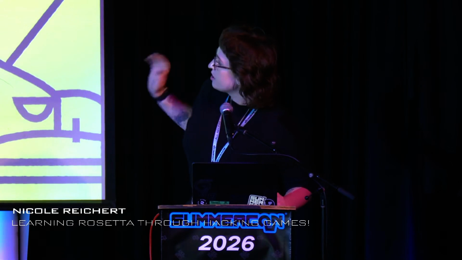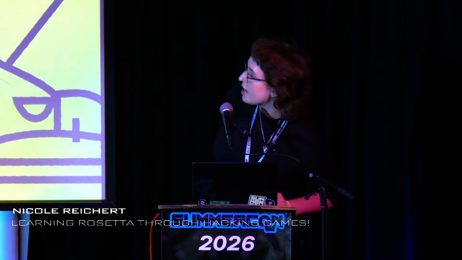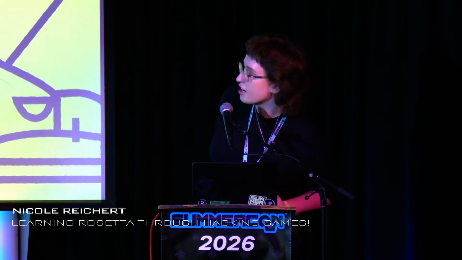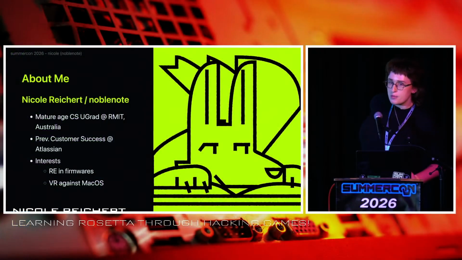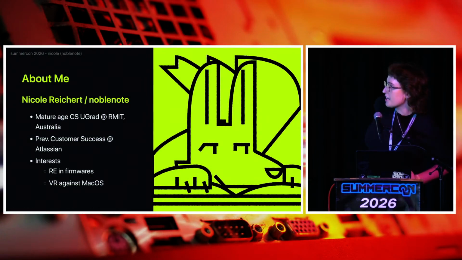So, a little bit about me. I'm a mature age undergrad student, currently at RMIT, which is in Melbourne, Australia, so a bit far away. I previously was in the cloud migrations team at Atlassian, and now I have an interest in reverse engineering and firmware, and I especially like breaking my MacBook.